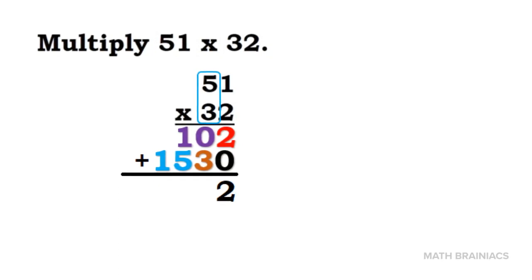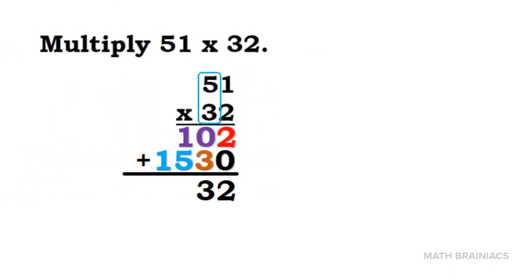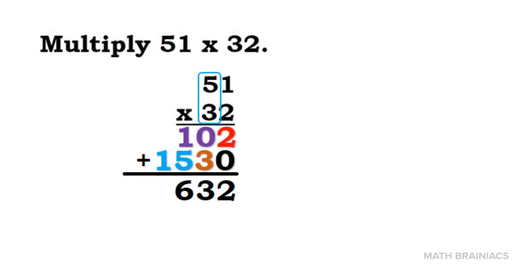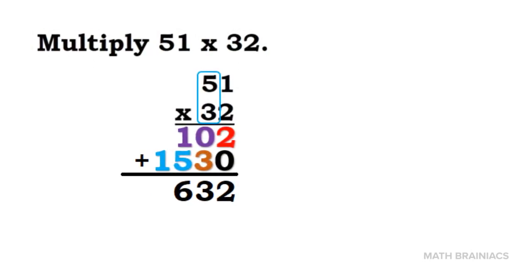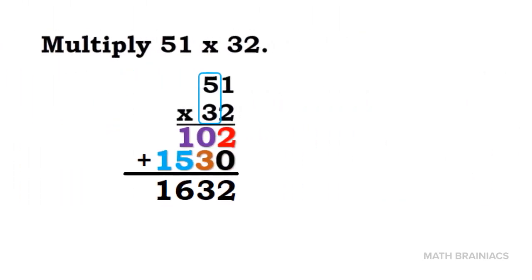We need to always start adding from the ones place value, okay? So, 2 plus 0 is 2. After adding the ones place value, we can move now to the tens place value. Therefore, 0 plus 3 is 3. Next, we can add now the hundreds place value. 1 plus 5 is 6.